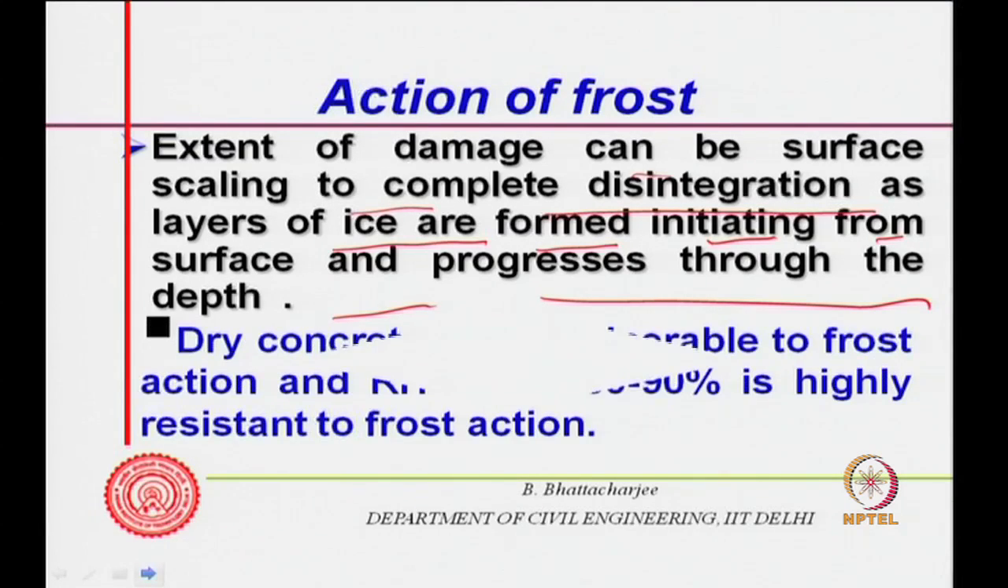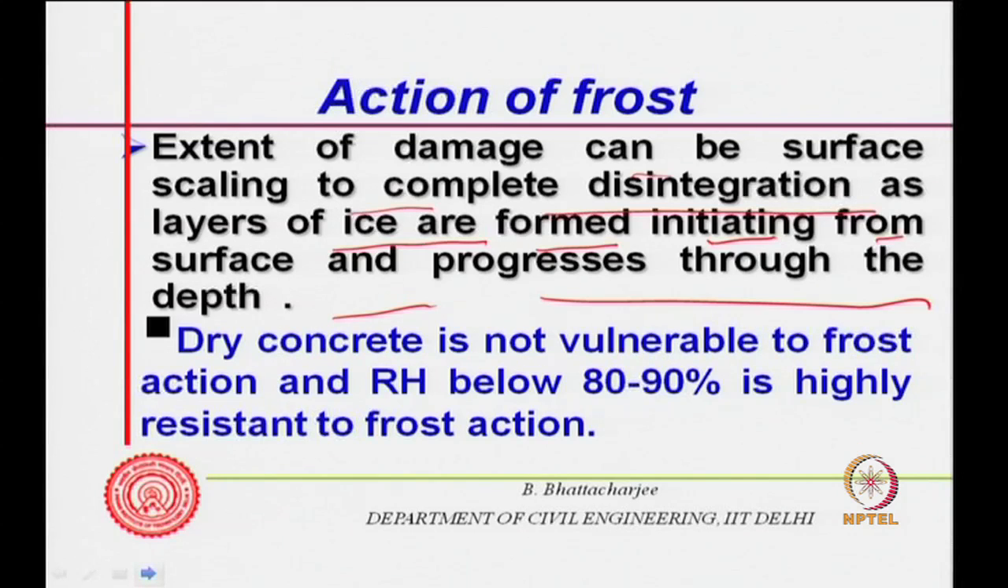So, after a certain number of cycles, it does not occur in one cycle. First freezing, then thawing, so more water comes in, next again freezing and disruption and again thawing, so even more water comes in. After a certain number of cycles over the years, you find that the surface concrete is popping out or something like that, disintegration is occurring. So, that is the action of frost.